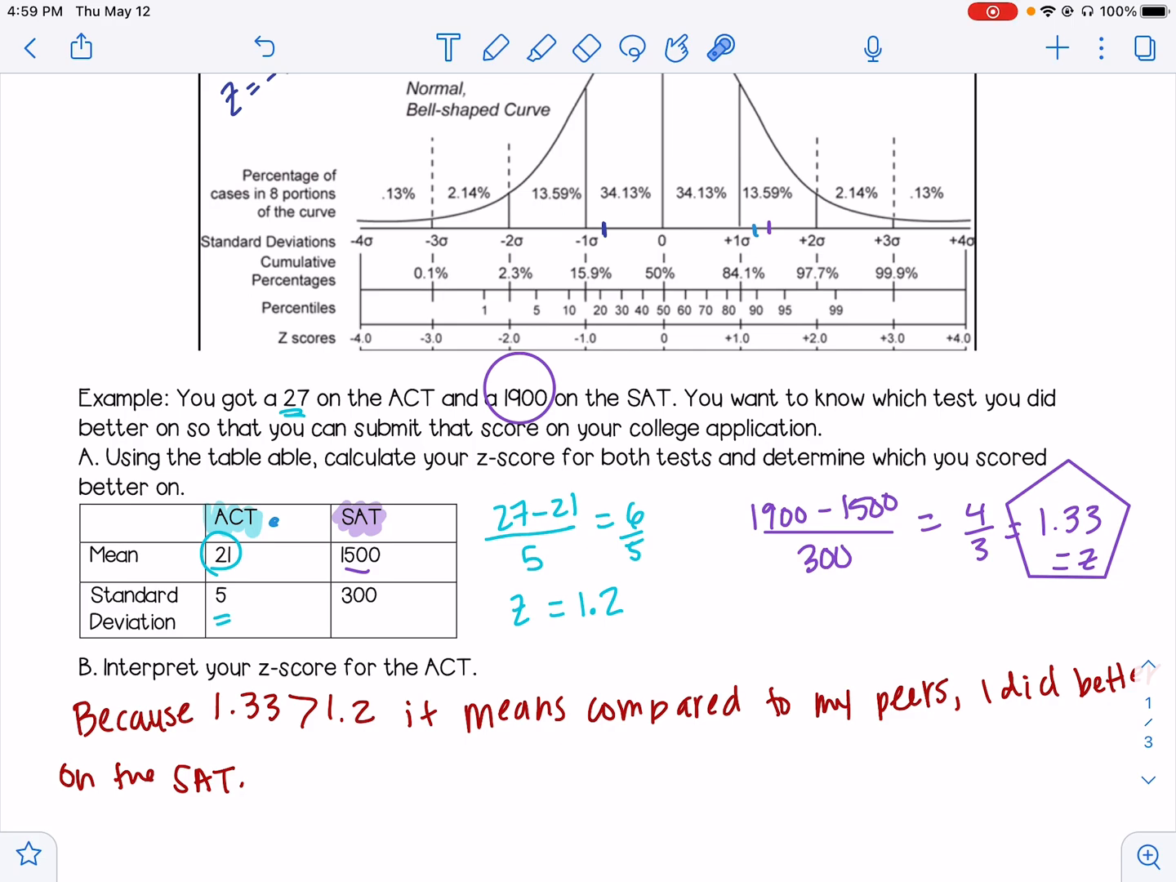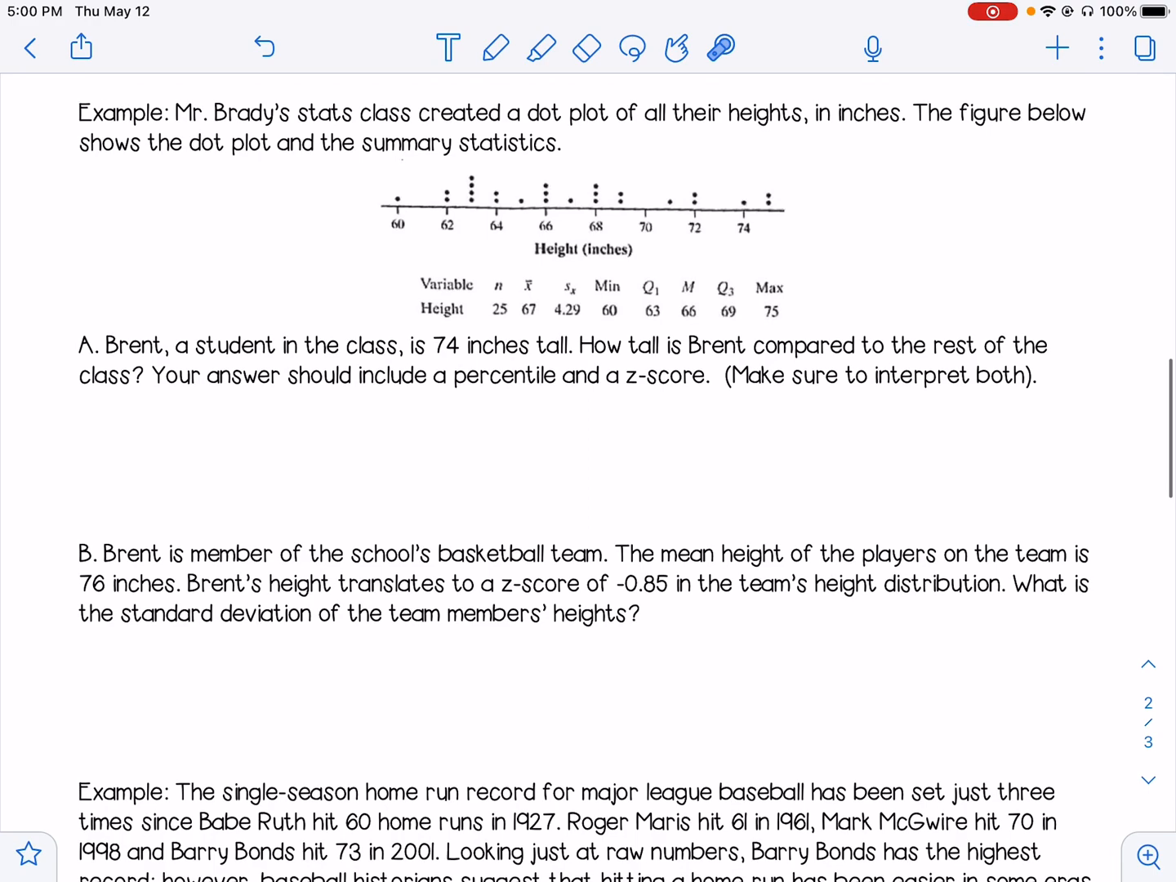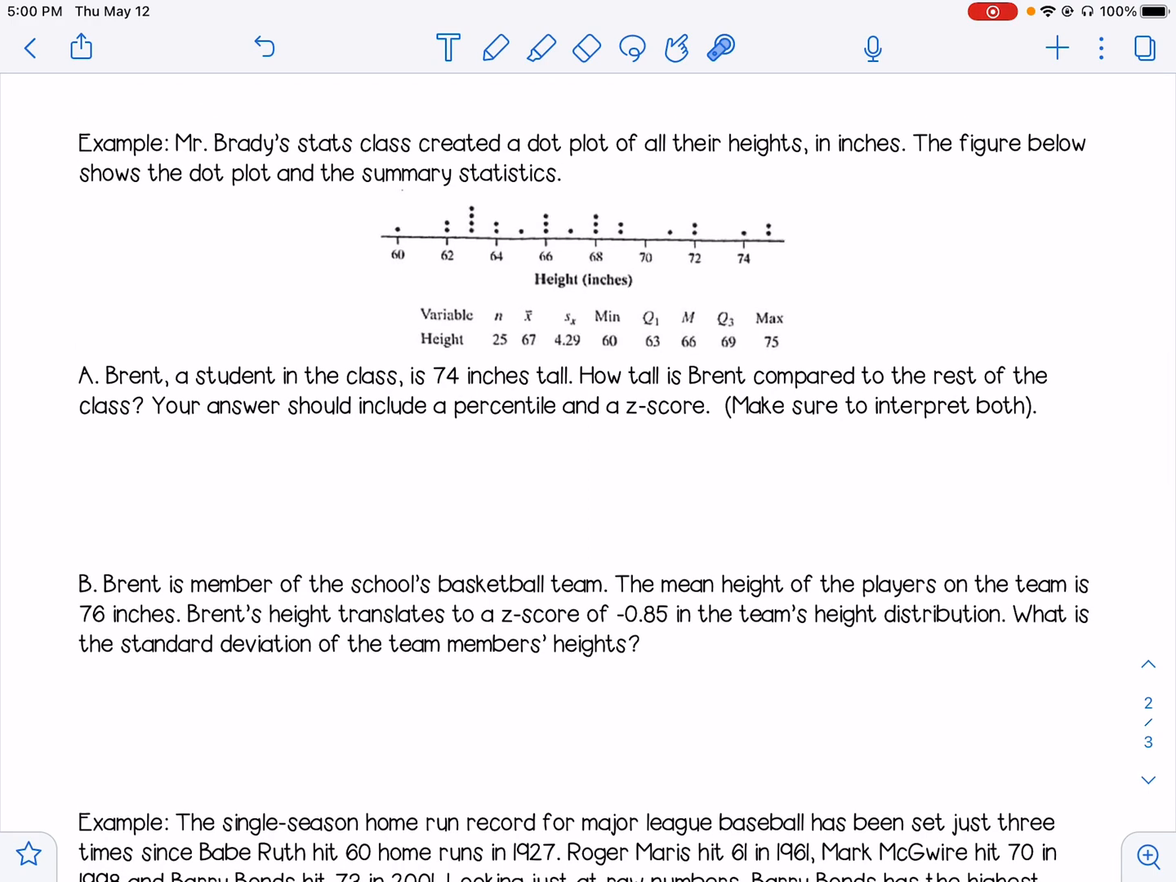All right, I'm going to do one more of these with you guys all together. We're going to kind of put some different parts together. So here's another example. It says in Mr.